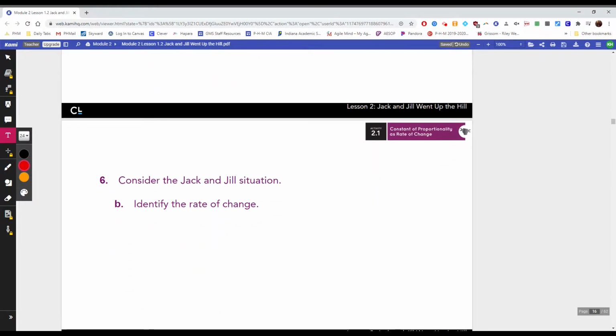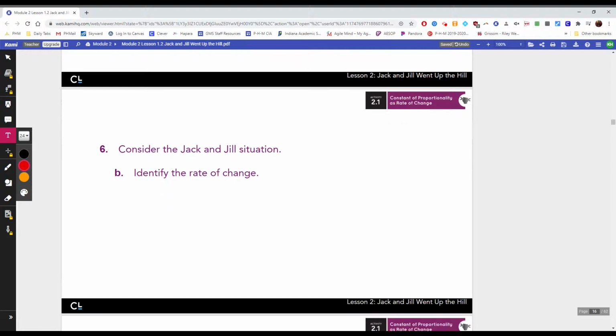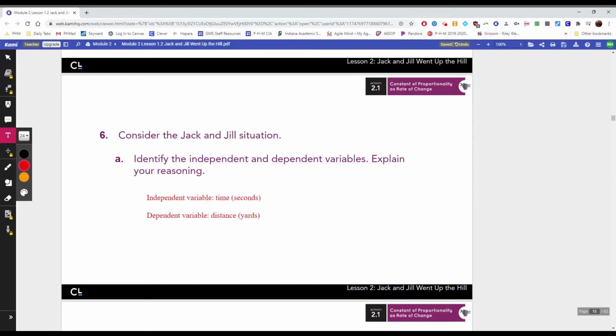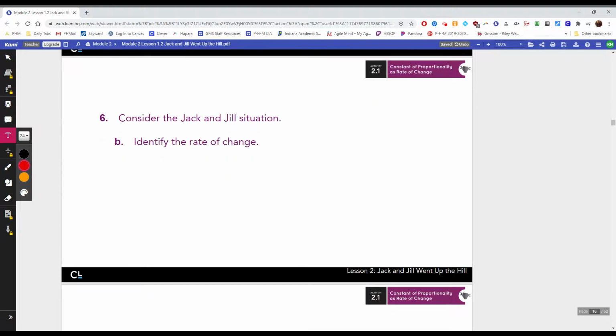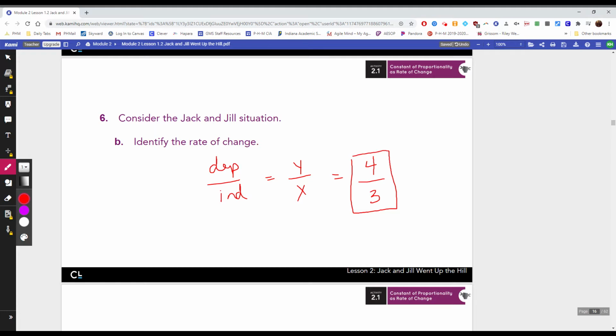Identify the rate of change. So rate of change, remember we said, is dependent over independent. Y over X. If we look back at our graph, look back at that table, we have lots of options. If we look back at the rate they gave us at the very beginning, it was 4 yards, which is the dependent, over 3 seconds. So the rate of change here is 4 over 3.